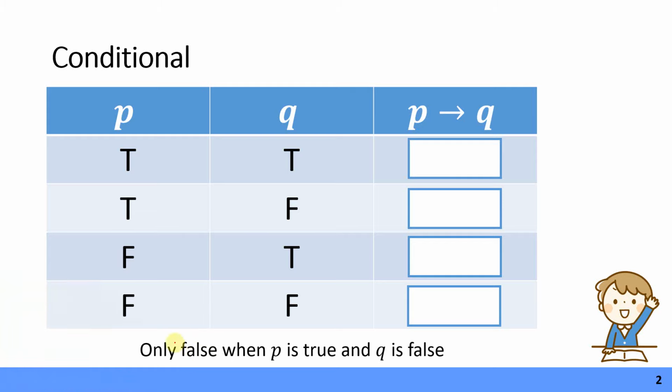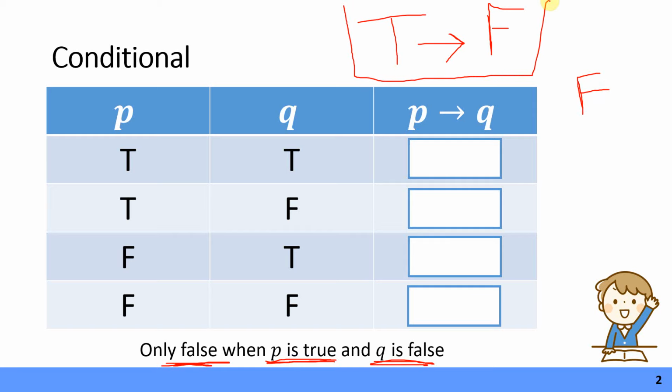A conditional statement is only going to be false when the first statement is true and the second statement is false. So just remember that. Whenever you have if true, then false, this is the only one that's going to result in a false statement. Anything else is always going to be true. So again, just remember, for conditional, this is the only one that's going to be false.